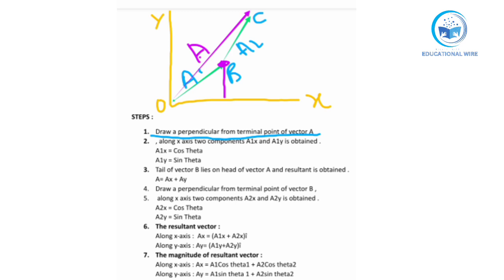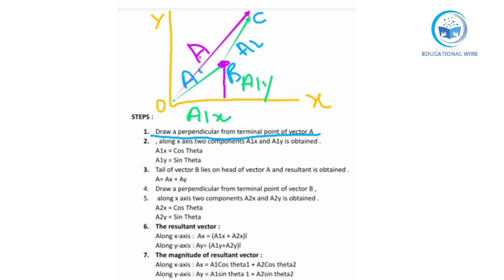Now it says that there are two components, a1x and a1y. So a1x is our base and a1y is our perpendicular. Just let me write it first, wait. a1x and here a1y. Okay, now let's move further with it.